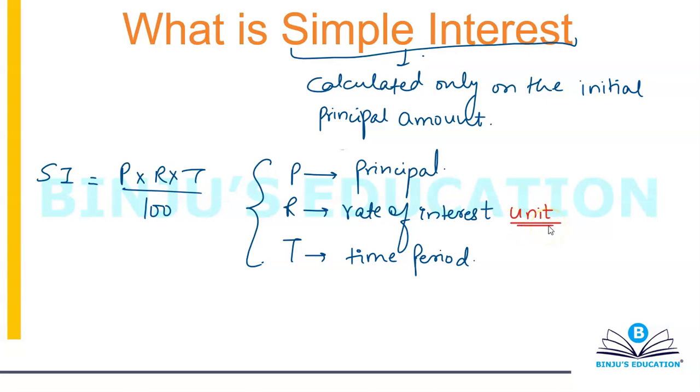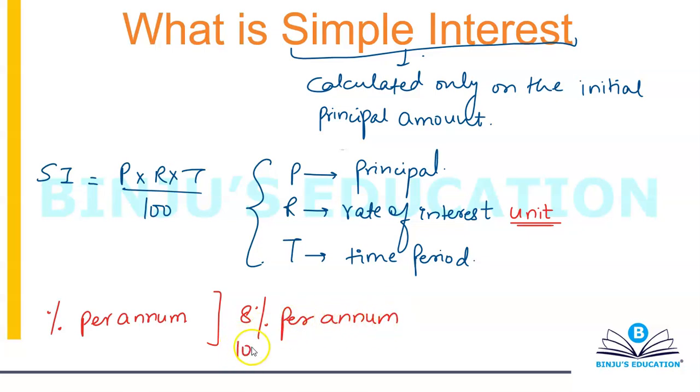Now what do you mean by unit? When you talk about rate of interest, it is usually in percentage per annum. For example, the loan is taken at a rate of 8% per annum or 10% per annum. That means the interest that you will be calculating will be 8% of the principal amount for 1 year, or it will be 10% of the principal amount for 1 year. This is what is meant by the rate of interest.